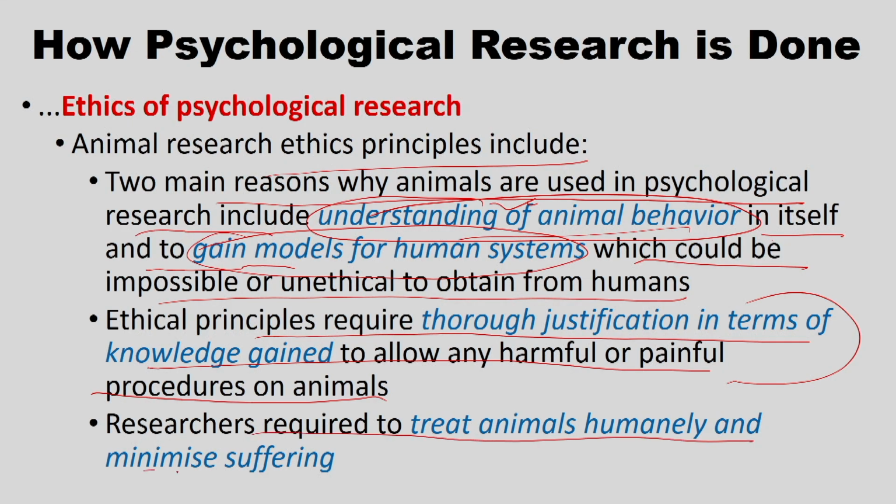Now, when we do that, we have to be very strict in terms of what knowledge we are gaining from it, and no harm should be caused to the animal. It should be killed in a painless manner. All food and drink and whatever it requires should be given to it, and no kind of discomfort should be caused to the animal. Also, researchers are required to treat animals humanely with minimal suffering. Even if you kill the animal, there should be minimal suffering. You should not be torturing the animal, and you have to treat the animals in a very humane way. So, these are the ethical conditions which have to be followed when you are actually working with animals.